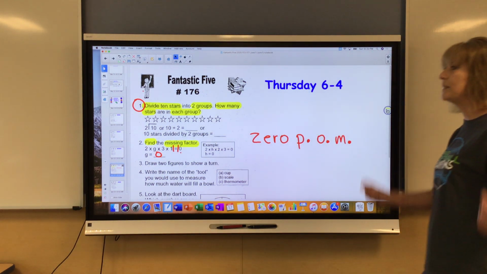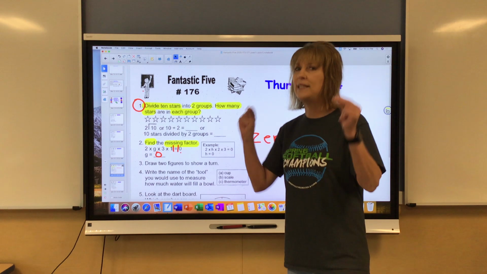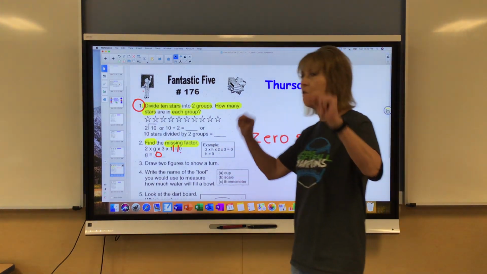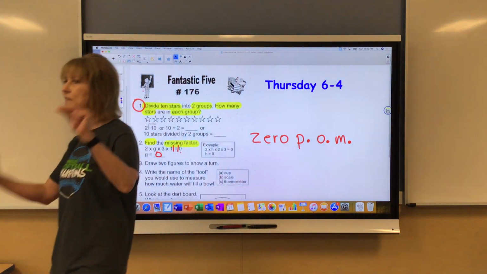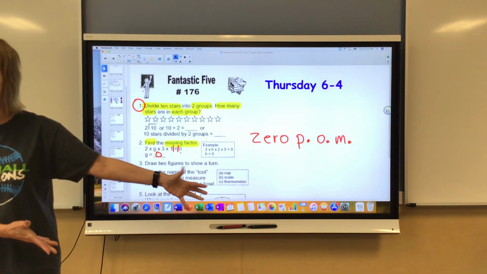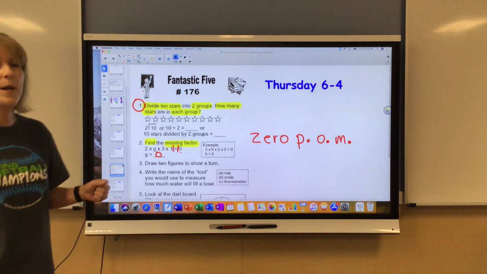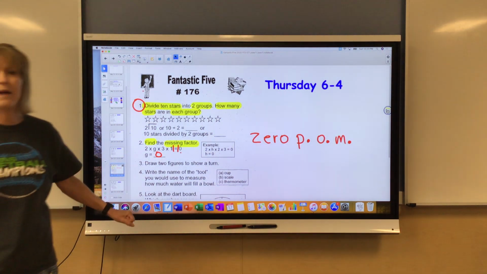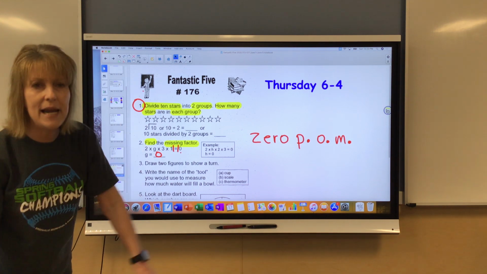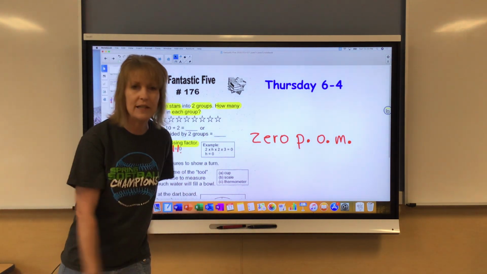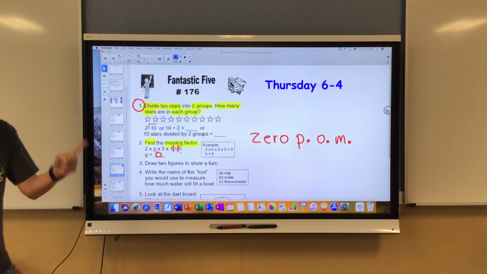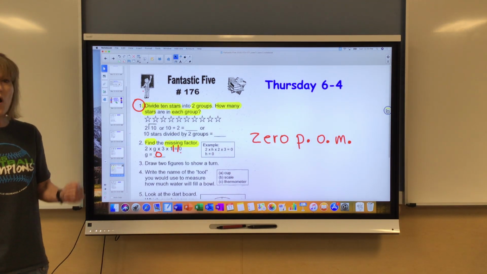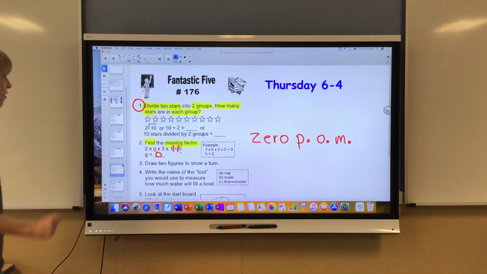Any number times 0 always equals 0. 73 times 0, give it to me from home. 0. Wells times 0. 0. Elijah times 0. 0. Any number times 0 always equals 0.